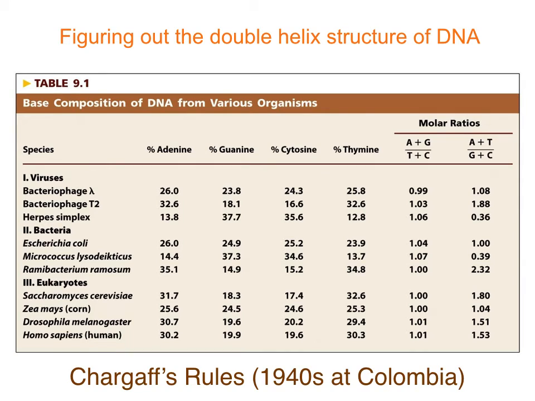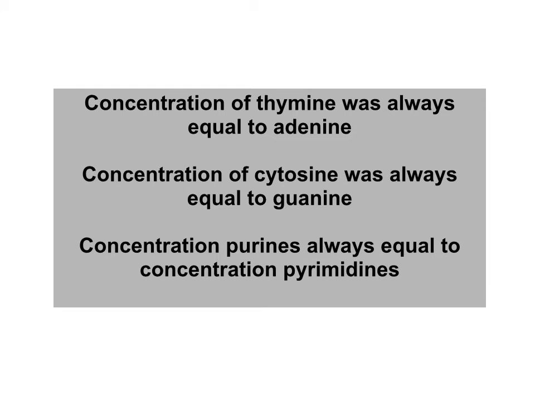This table shows results from Chargaff's experiments, where he looked at the base composition of DNA in a bunch of different organisms. I want you to look through that and see what you can conclude. This is what Chargaff concluded. So now, what does that tell us about the structure of DNA? Or more specifically, what does that tell us about the association between the nitrogen-containing bases? Which bases bond with which base?